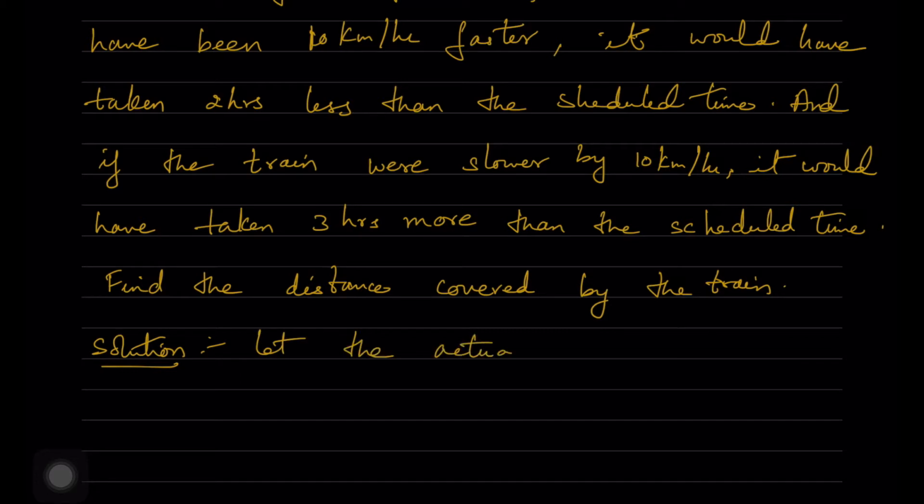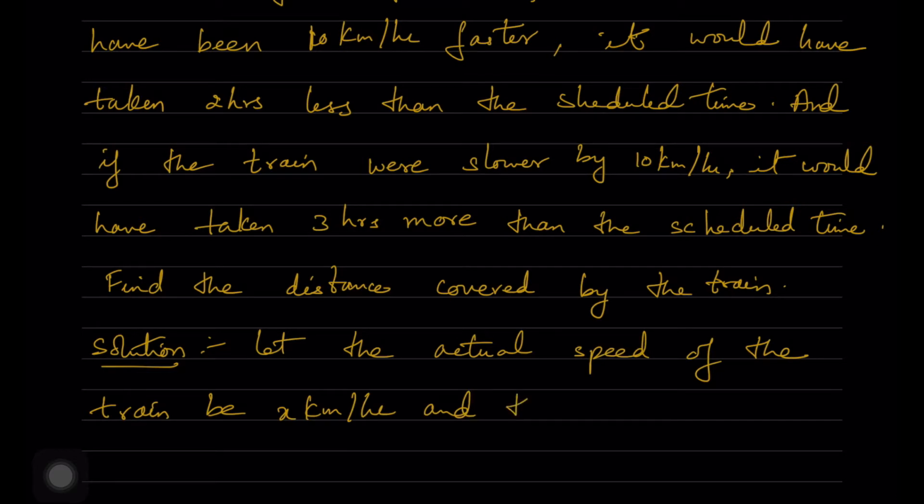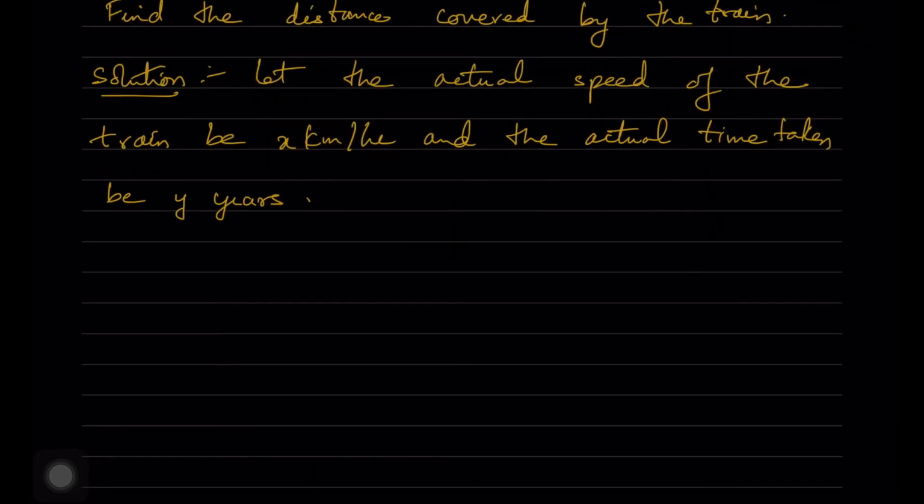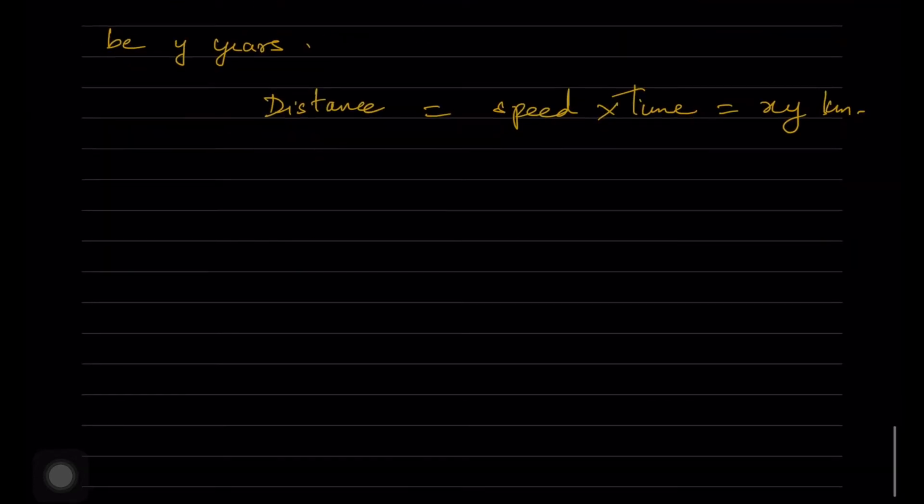So now the solution. Let the actual speed of the train be x kilometers per hour and the actual time taken be y hours. Then distance covered is equal to speed into time, which is equal to xy kilometers. Speed is equal to distance per unit time, so therefore distance is equal to speed into time, that is xy kilometers.